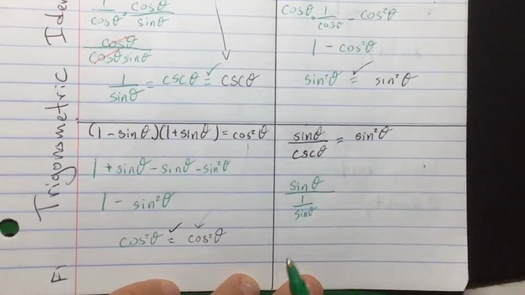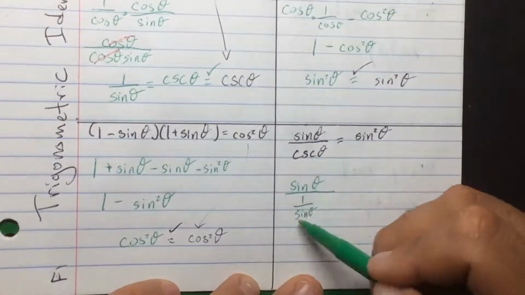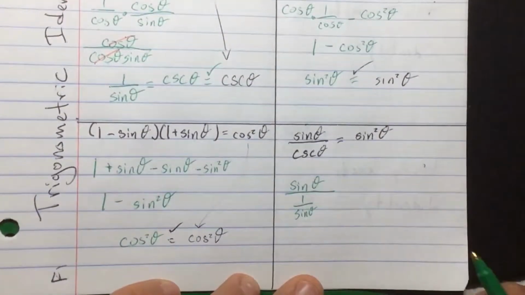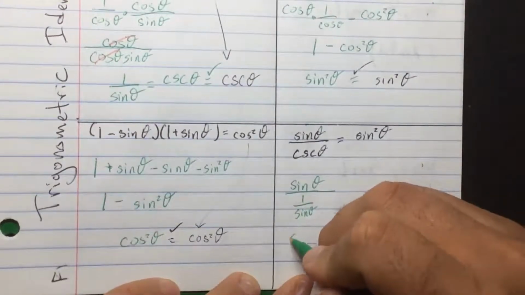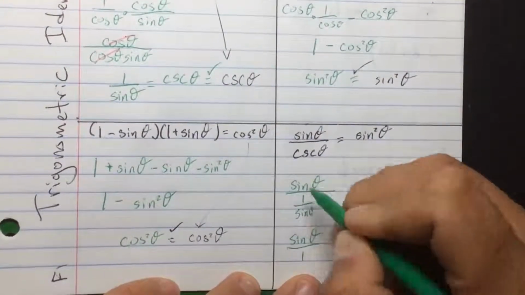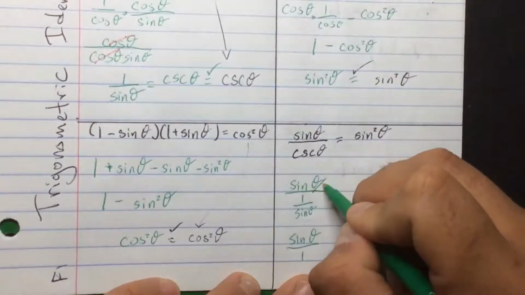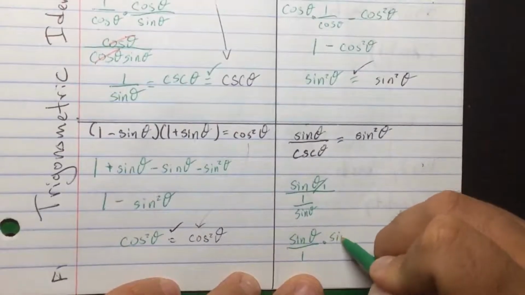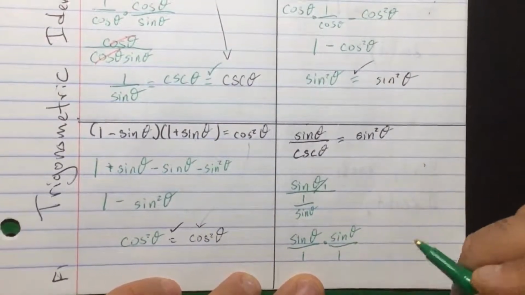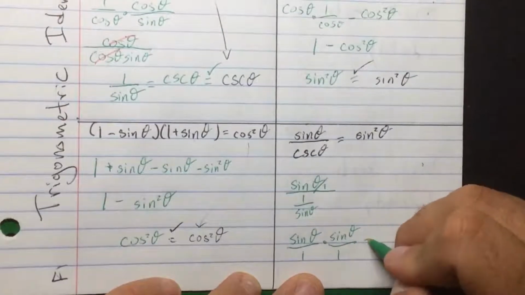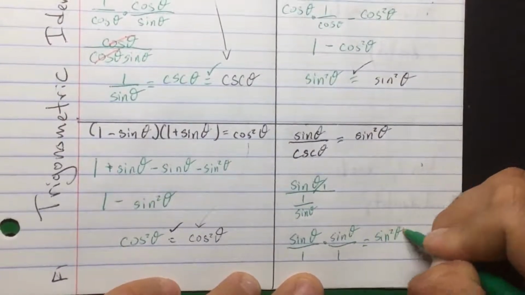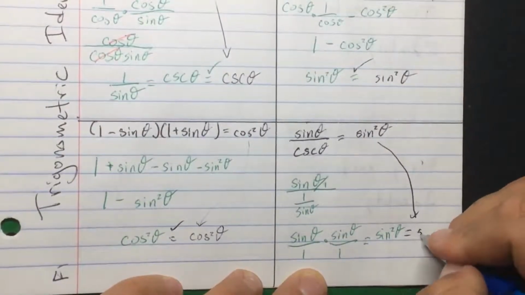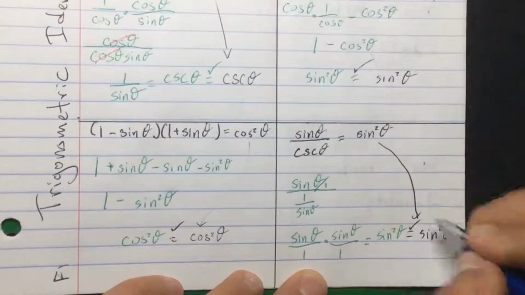But now we have a fraction within a fraction. So we can multiply by the reciprocal, and we end up getting sine theta over 1, which is the sine theta here, because we can put it over 1. And then we multiply it by the reciprocal of this, which would be sine theta over 1, because we just take the reciprocal. And we end up with sine squared theta, which indeed does equal our sine squared theta. Verified.